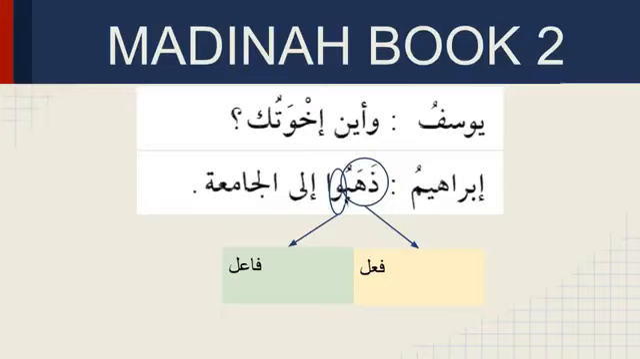It's jar majrur. So here we shouldn't make a confusion. Sometimes what happens is we say dhahabu ikhwati. We can't say dhahabu ikhwati because waw already is fa'il. We can't have two fa'ils in a sentence.